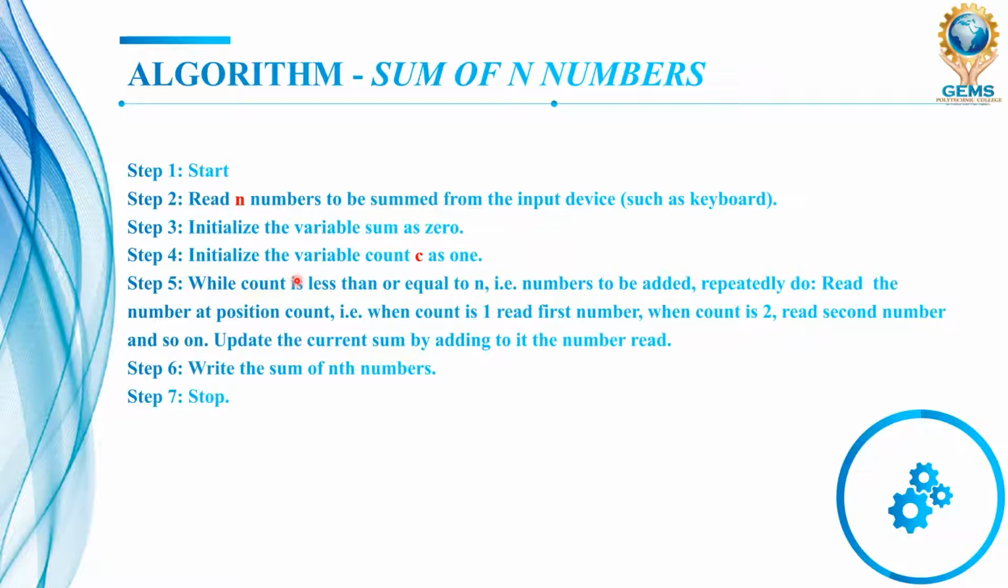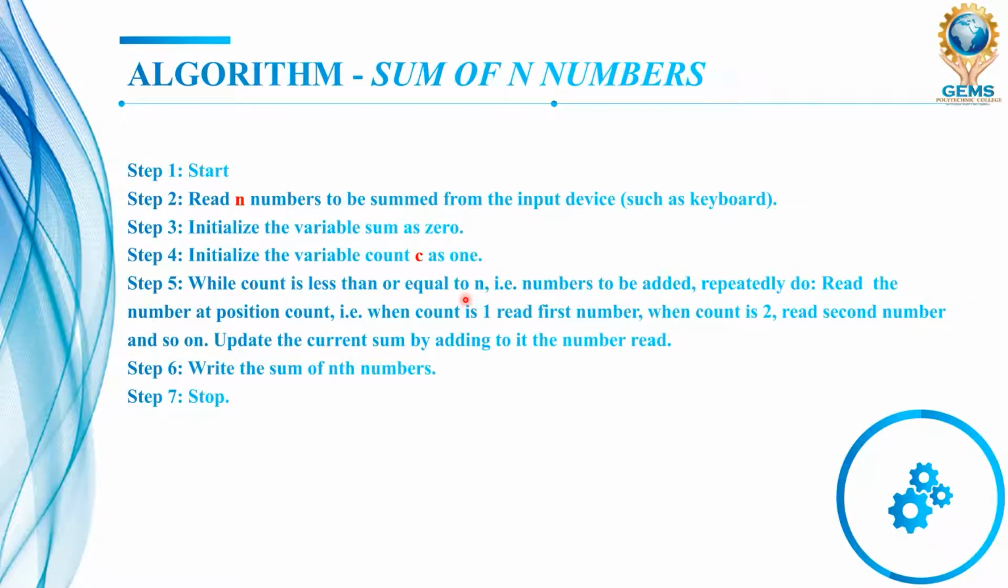So step 4, I initialize count C as 1. This count C will be used in our for loop. So I initialize it as 1. Step 5, here the counter will work. While count is less than or equal to n, the number is to be added and the step repeated. So here the condition is given: when count is less than or equal to n, then the number is to be added and the step repeated.